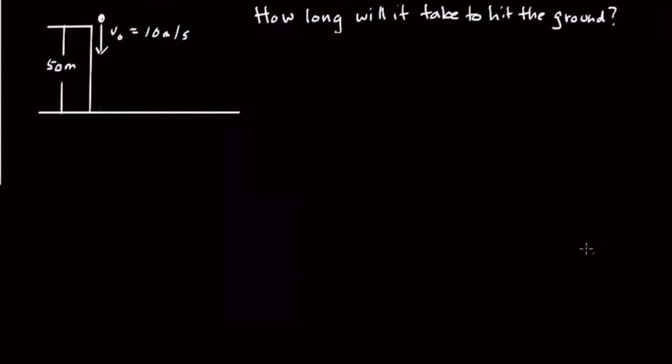So we're going to learn how to use the quadratic formula to solve kinematics problems. So here's a problem that we've seen before. An object is dropped from the roof of a building, and we want to know how long it is going to take to hit the ground.